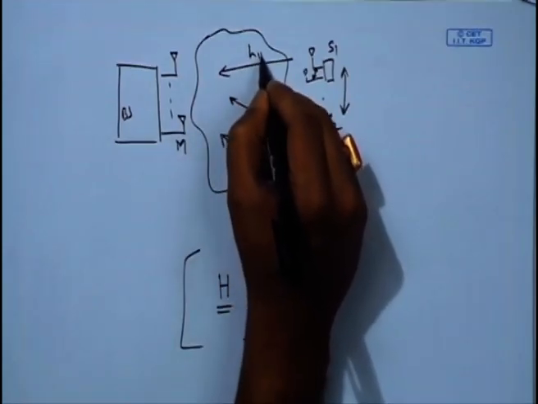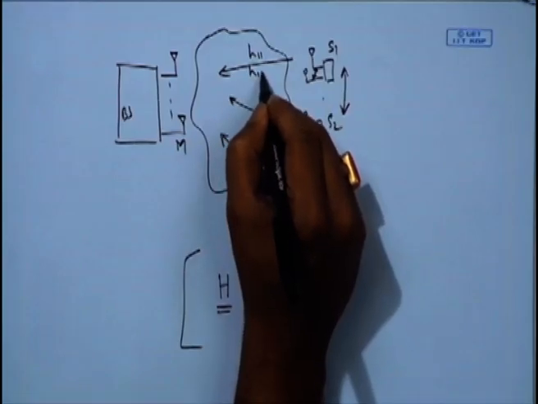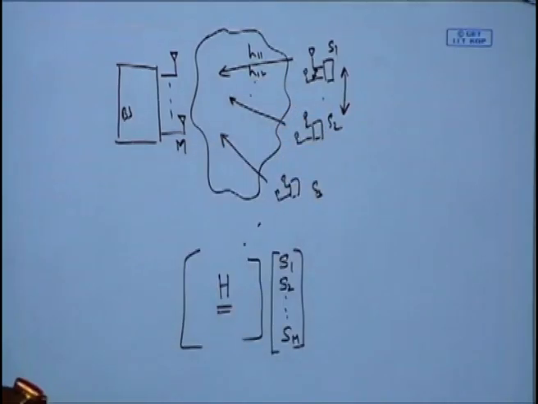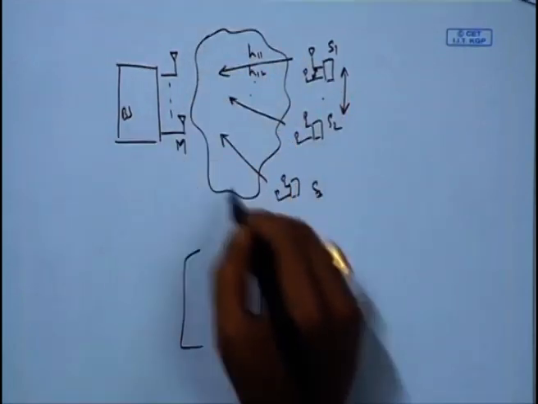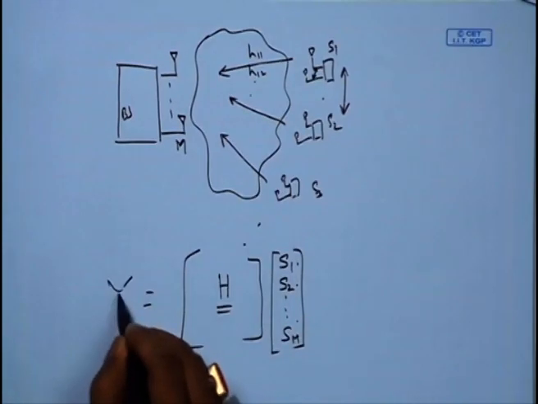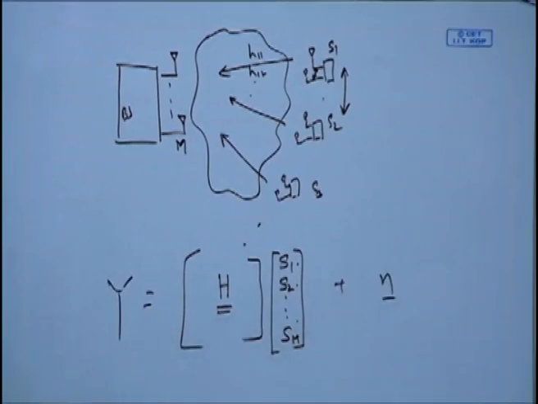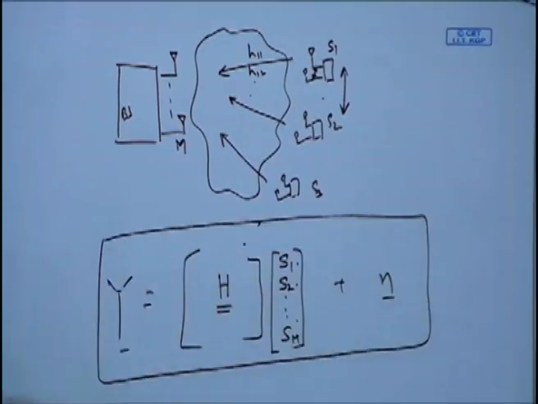So you could write H11, then there could be H12 and so on and so forth from the first antenna, similarly from the second antenna, and all of these links will form the large matrix, each one of them sending separate links, and at the receiver you receive this signal. So this expression is well known to us.